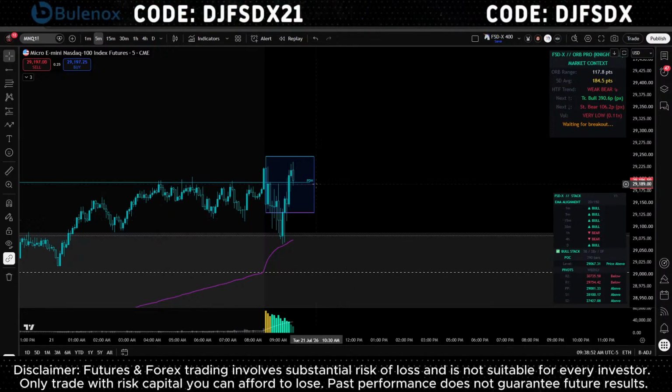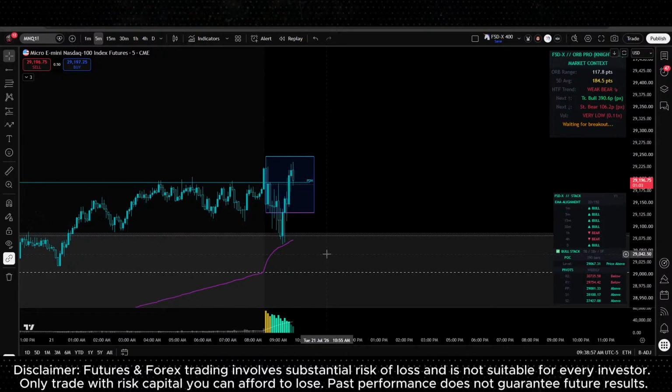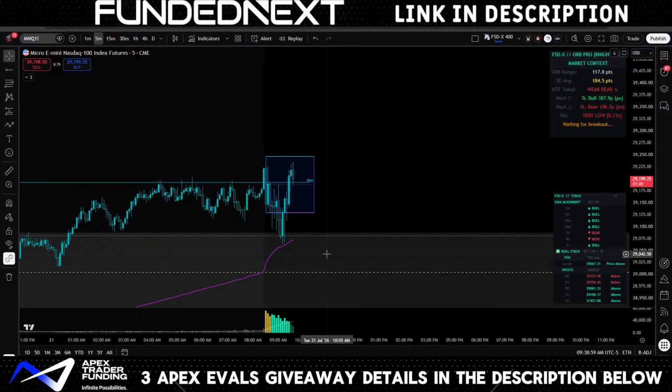I wouldn't put it past it to have a failure on both sides, just because of how the market's been lately. But it seems like going to the top side makes more sense.